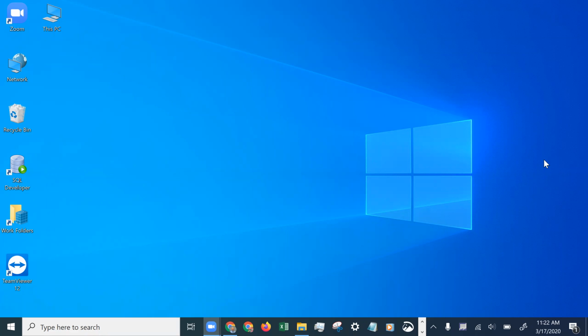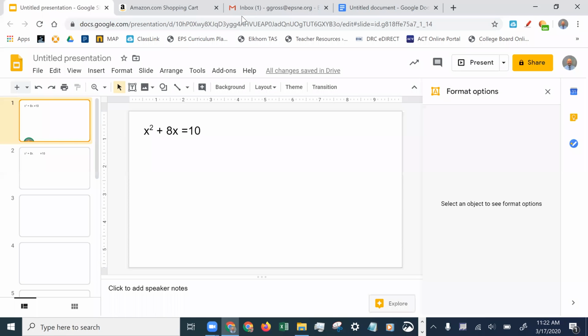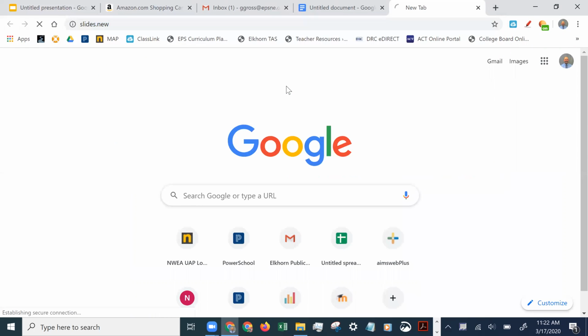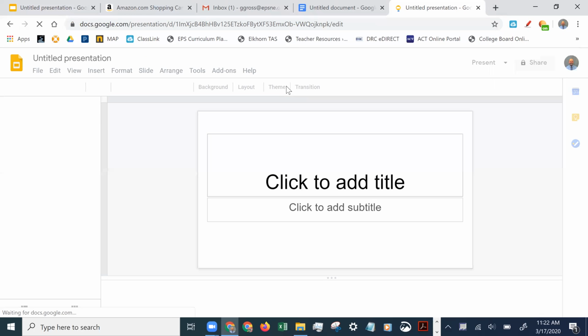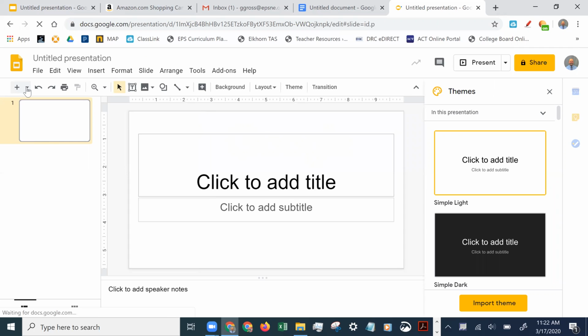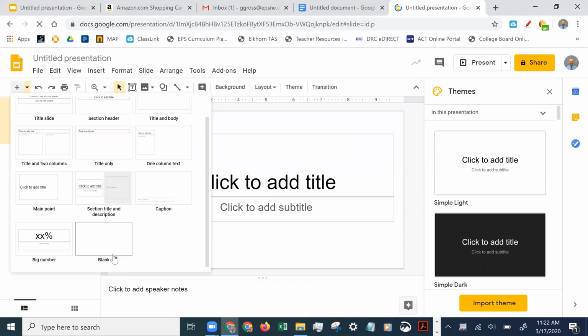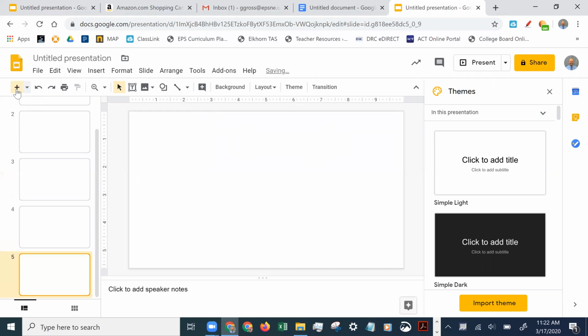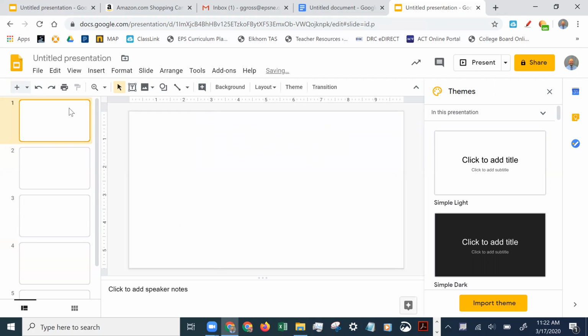So to begin with, I'm just going to start with, here's one I already made, but I'll start from scratch here. So slides.new, and instead of using a title slide, I'm going to just insert a blank slide. And if I hit plus a few more times, that gives me some blank slides to work with. I'll just go ahead and get rid of this guy.